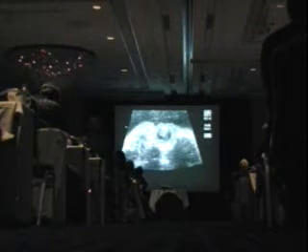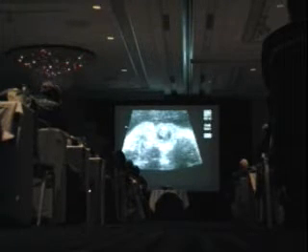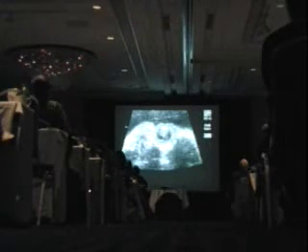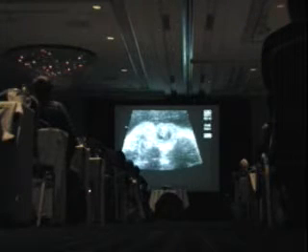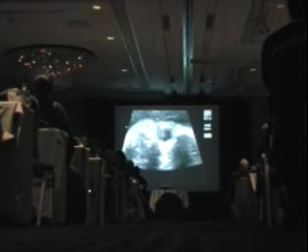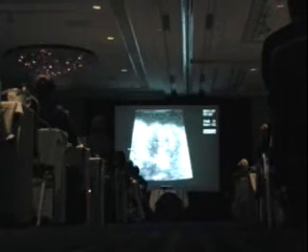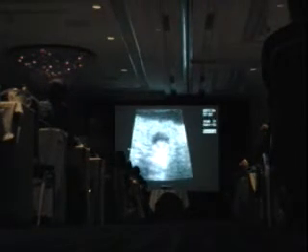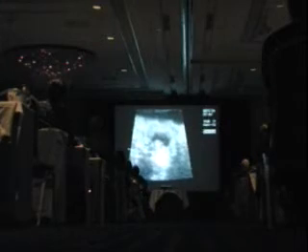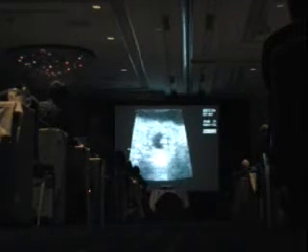Now, when you have viral infections like toxoplasmosis, you can also look for cataracts. And here's a fetus that had a cataract. You can see the cataract right here, and I'll show you a close-up of the same fetus. This is a cataract right there within the lens.